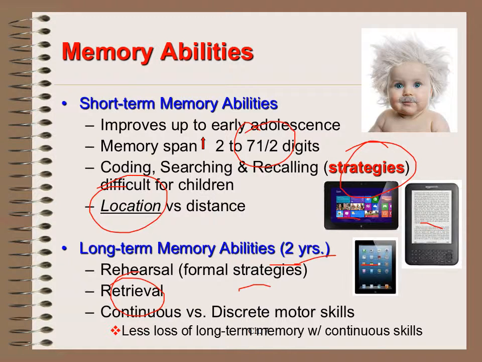The memory abilities, here are some short-term memory abilities just to summarize. They improve with early adolescence. We tend to only have 7 plus or minus 2 digits or bits of information. We know that strategies matter. And we also, I didn't include this yet, know that location tends to be better retained than distance.